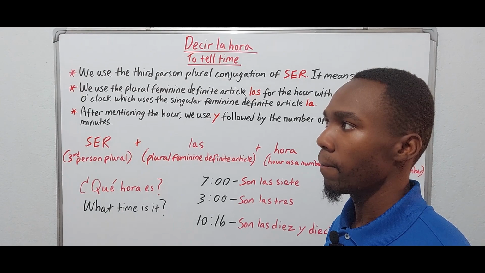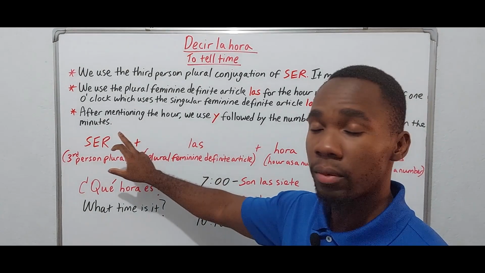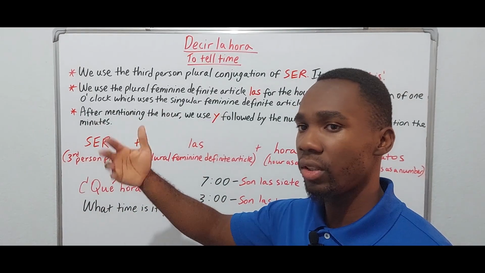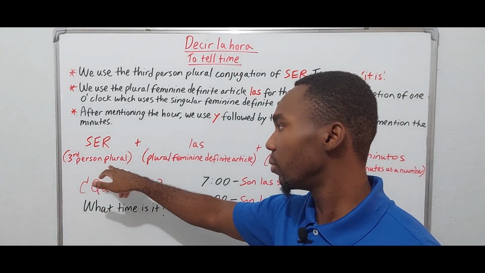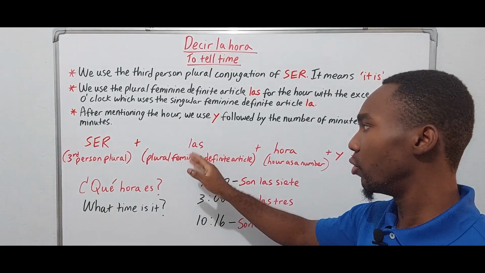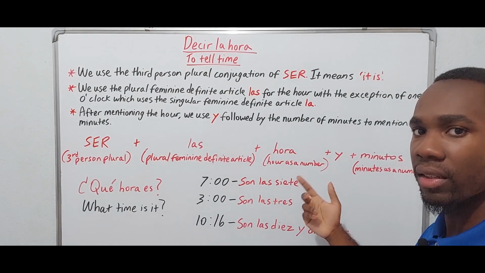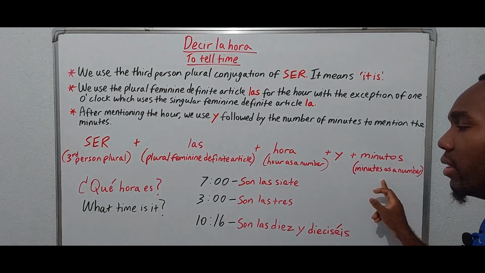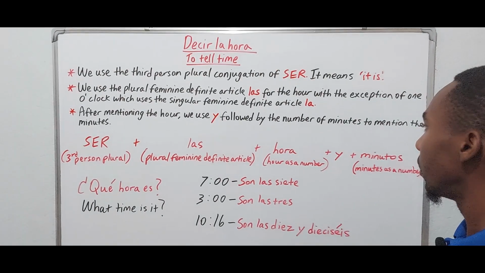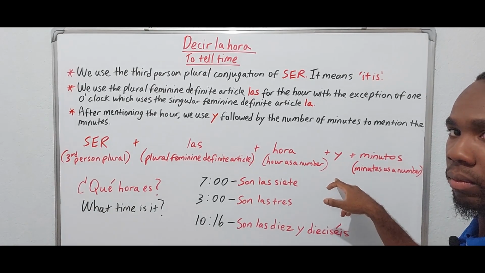So, yes, here we have the formula laid out for you, right? So ser, that is used to introduce the time, right? So third person plural, which should be son, okay? Las, plural feminine definite article. The hora, which would be the hour as a number. And then we have the minutes. The minutes will be expressed as a number just like the hour, right? And between the hora and minutes will be e, right?